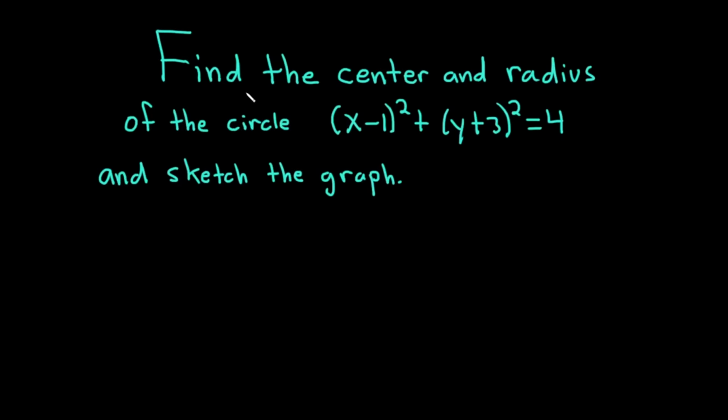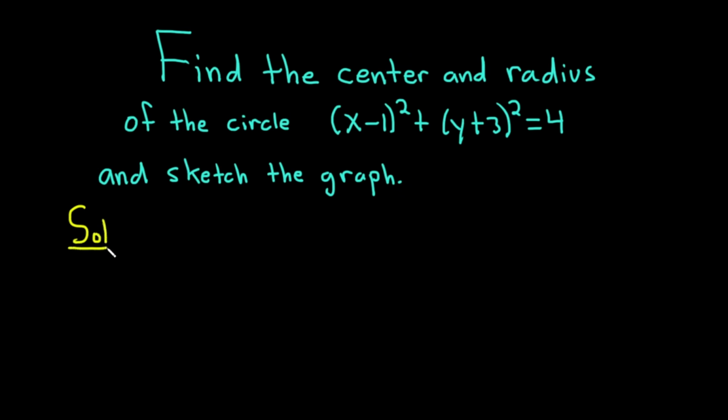In this video, we're going to find the center and radius of the circle (x - 1)^2 + (y + 3)^2 = 4, and we're going to sketch the graph of this circle. Let's go ahead and carefully work through it.